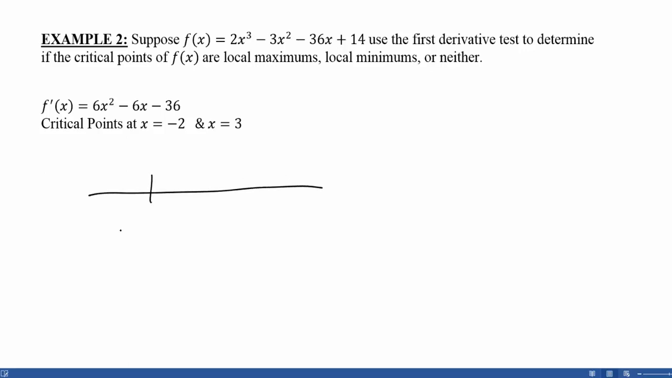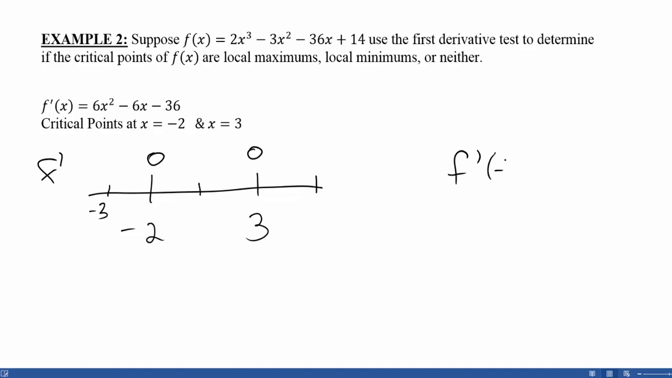So again, I need to consider where these are going to fall on the number line, and then I want to look at the sign of the first derivative around my points. So again, I'm going to pick something a little to the left of -2, something between -2 and 3, and something a little bit bigger than 3. So if I pick something a little to the left of -2, I'm going to start with -3.